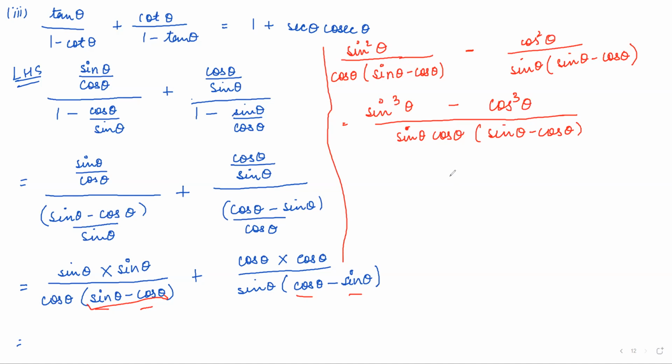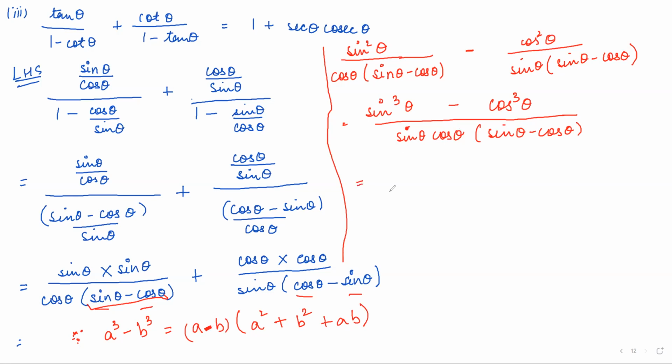Now I have an identity. I'm writing it here, I have some space now. A cube minus B cube. What is the formula for A cube minus B cube? It is A minus B into A square plus B square plus AB. You have to remember it. This is an identity: A cube minus B cube is equal to A minus B into A square plus B square plus AB. Everything is plus, only you have minus here, A minus B.